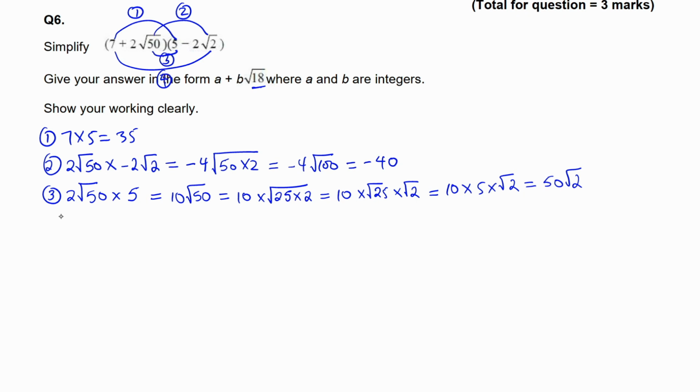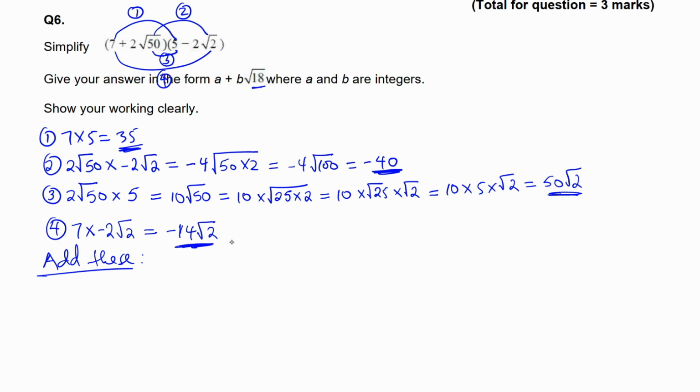All right, and then the fourth one, we have 7 multiplied by negative 2 square root of 2. Now that will be equal to negative 14 square root of 2. And then add this together. Basically the terms that I'm adding are these ones here. So we want to add all of them together.